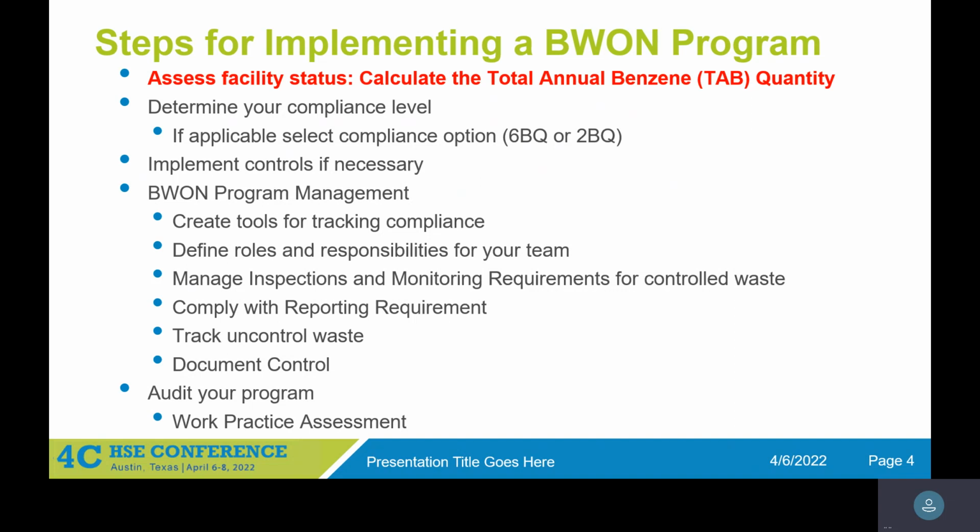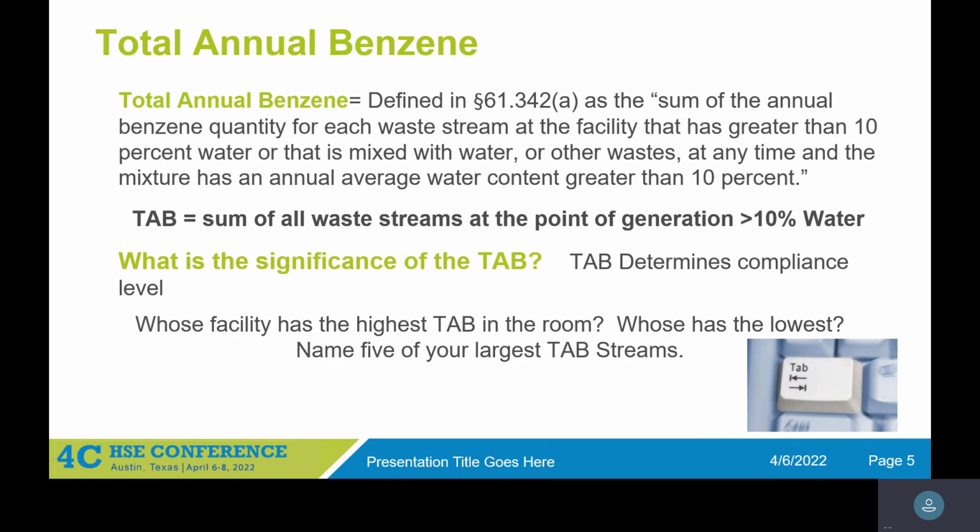So the first piece that we will do is to calculate your TAB. So BWON affects refineries, chemical plants, TSDFs. Now, nobody here is a TSDF, so we're going to focus on, you're a chemical plant, well, you're corporate. Yeah. You're everything, okay. But the rest of you are refineries, right? So BWON affects anybody that is a refinery and that has benzene containing waste in their wastewater, okay? So the first step to see where you are is to calculate your TAB.